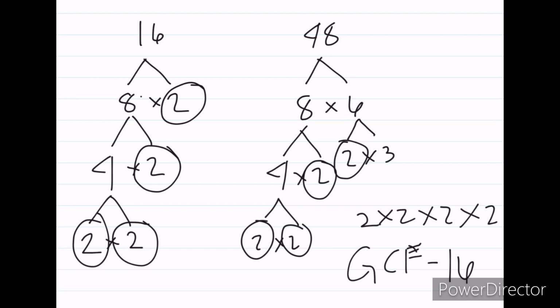So that's how to find the greatest common factor using the listing method and the factor tree method.